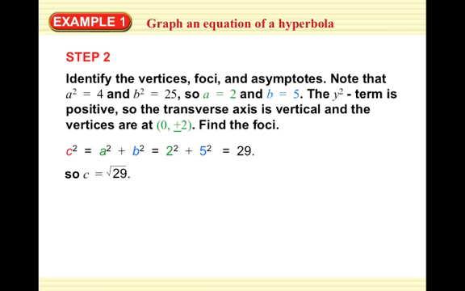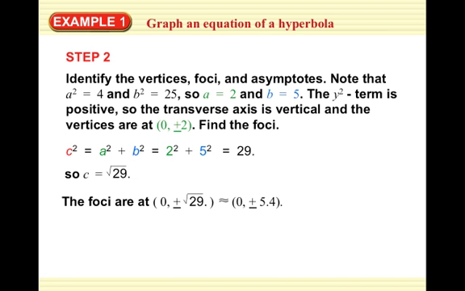So c squared equals a squared plus b squared. So 2 squared plus 5 squared, that's 4 plus 25, which is 29. So c is the square root of 29. And so we have 0 plus or minus the square root of 29. If you've got your calculator, you can see that that's plus or minus 5.4. Remember, we don't have to be exact when we graph the foci.